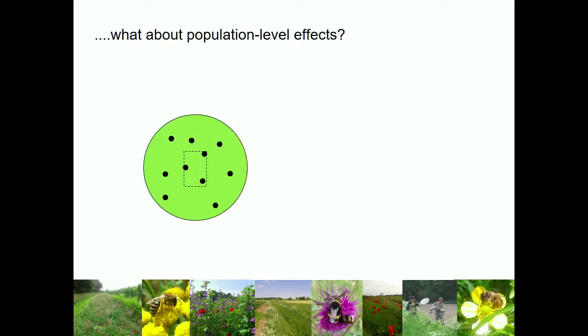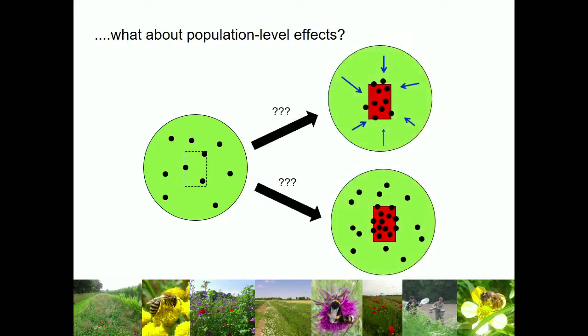So if we consider this hypothetical landscape, each dot is a bee, and what happens if you establish a wildflower strip? You find more bees. But is it because all bees from the surrounding landscape aggregate on these very attractive patches of flowers? Or does it also result in actual benefits for reproduction and enhanced populations? You cannot tell from these transects.